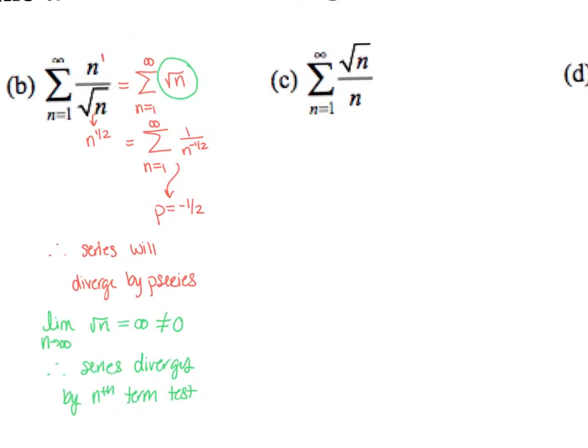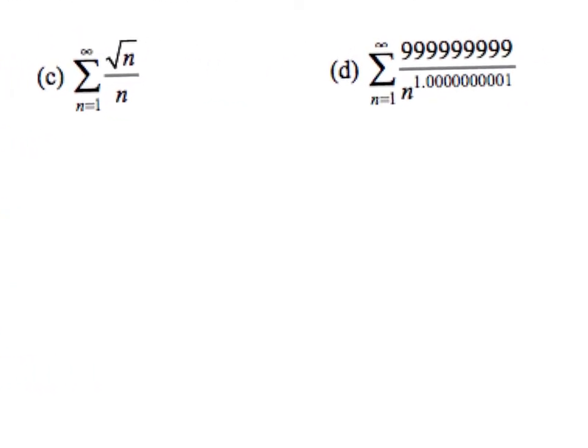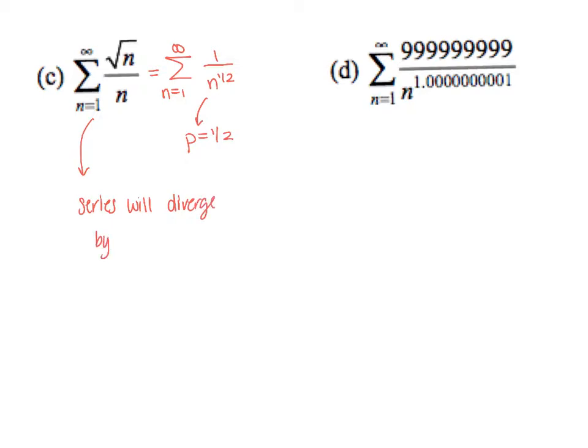All right, 2 more. So the next one, we've switched it up a little bit. When I clean this one up, I have the sum from n equals 1 to infinity of 1 over n to the 1/2. So here I have a p-value of 1/2, and that is going to be less than 1. Therefore, the series will diverge by p-series, because that p-value is less than 1. All right, and then my last one.